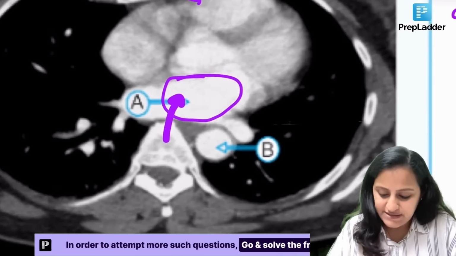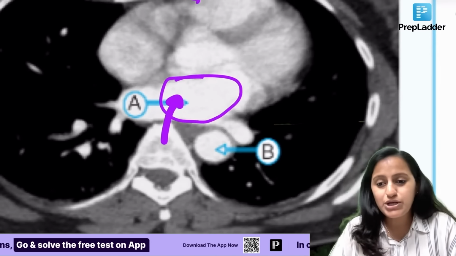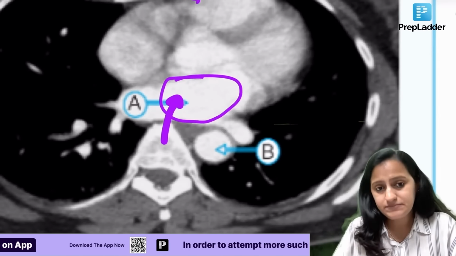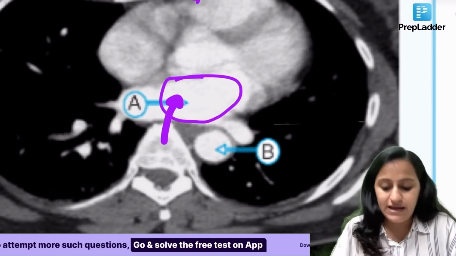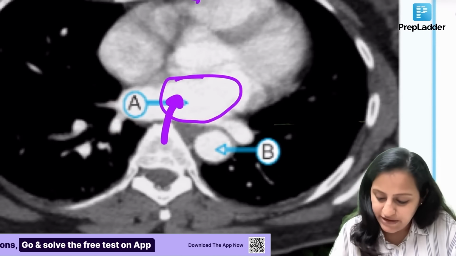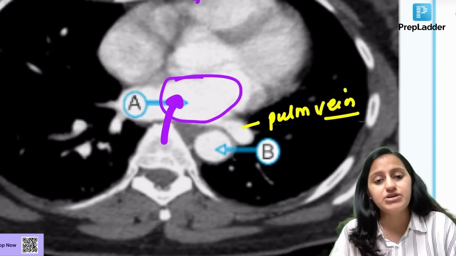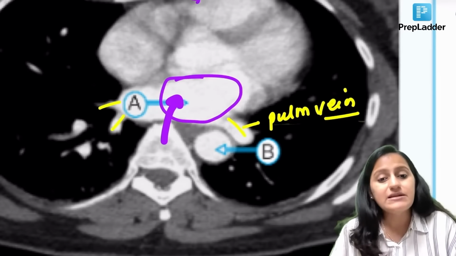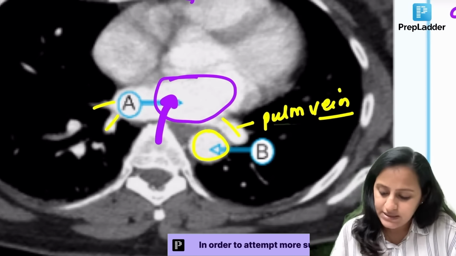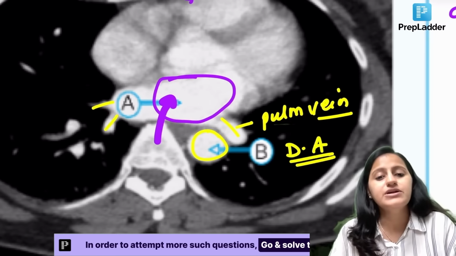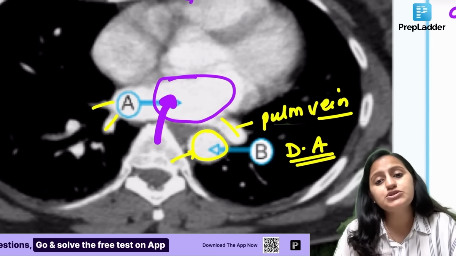And suppose if I ask you the question, what is this structure related to the left atrium? What do you think is this? So these structures, you can see they are draining into the left atrium. So what drains into the left atrium is the pulmonary vein, not the pulmonary artery. So that's going to be the pulmonary vein. And what is the structure marked B here? Structure marked B is the descending aorta, right? That is the descending aorta in the posterior mediastinum close to the vertebra.